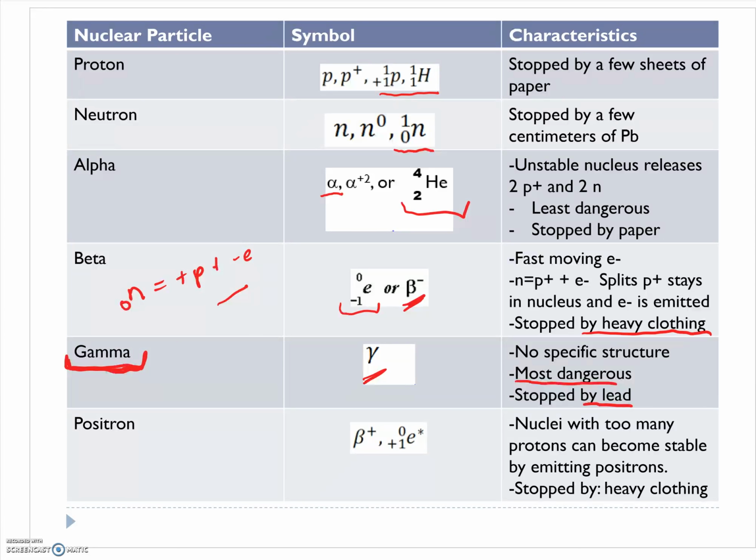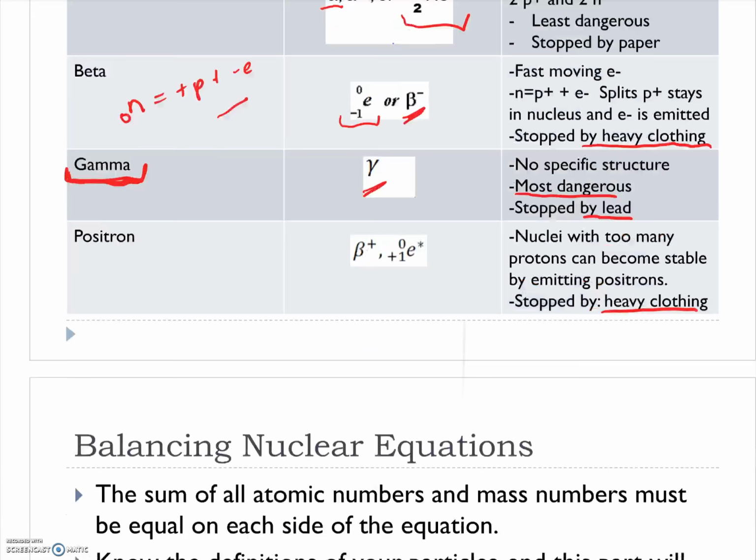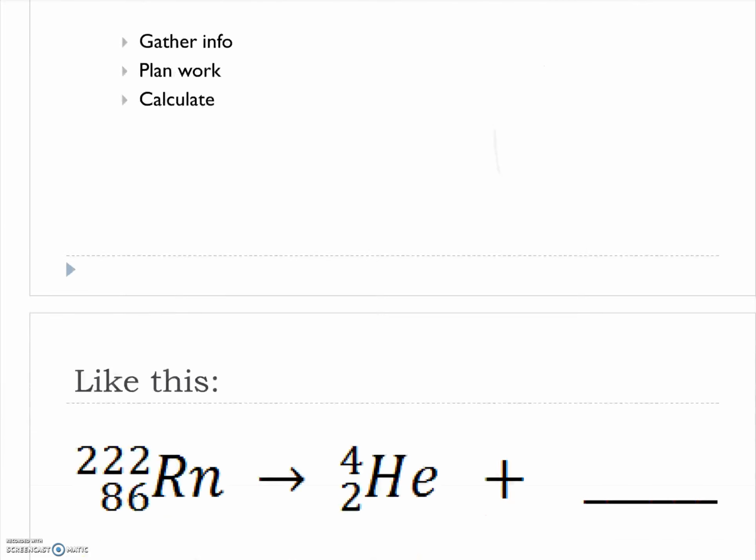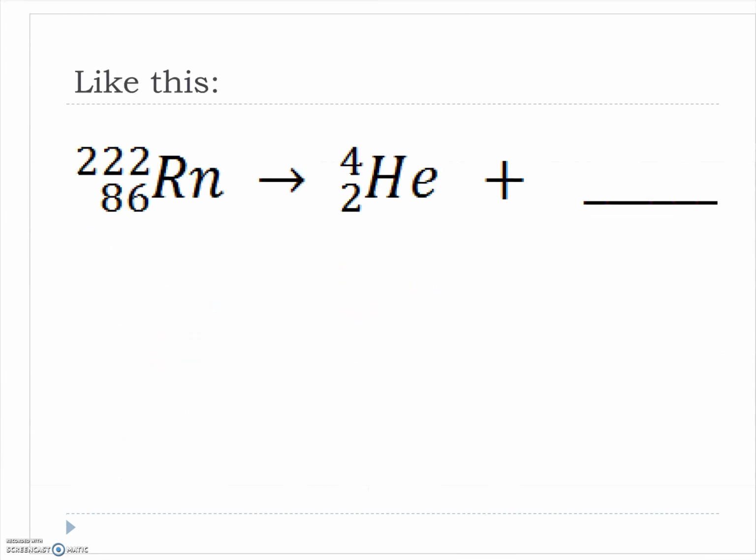The positron is a positive electron, and nuclei with too many protons can become stable by emitting those positrons. Once again, stopped by heavy clothing. You will need to know these symbols in order to balance nuclear equations, which is our whole goal for knowing these. So we are going to balance some nuclear equations just like this, okay?